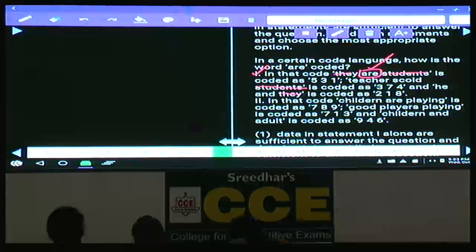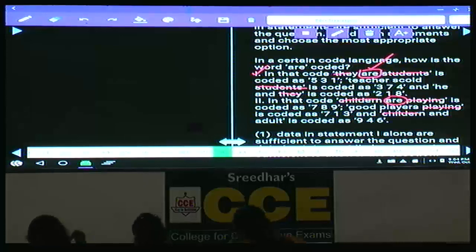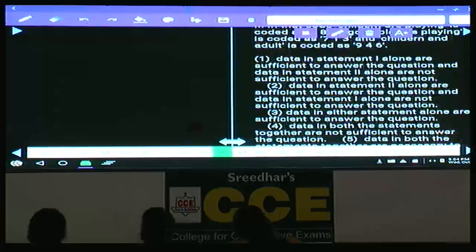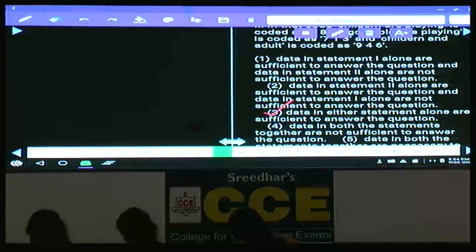Then coming to condition number 2: children are playing, good players playing. Now playing is the word which is common here. And the next one, children and adult. Children is common between these two, hence we can determine the code for children and playing. Then finally, what is the word left over here? "Are", and the code is also left over here, and the code for this "are" can also be determined. Yes, what is your answer here? Either 1 or 2, that is choice 3. 1 alone is sufficient, at the same time 2 alone is also sufficient. Each statement alone is sufficient, hence either 1 or 2, that is choice 3.